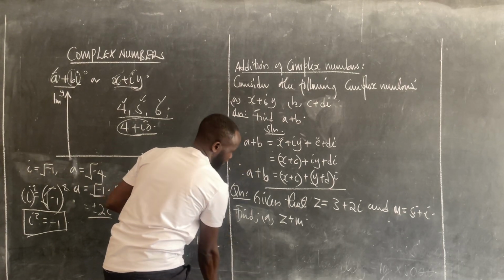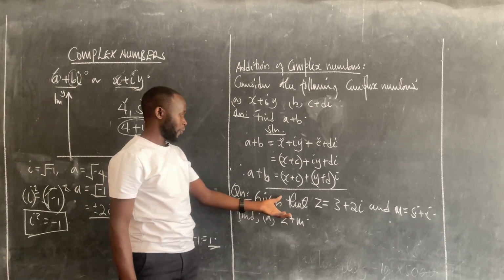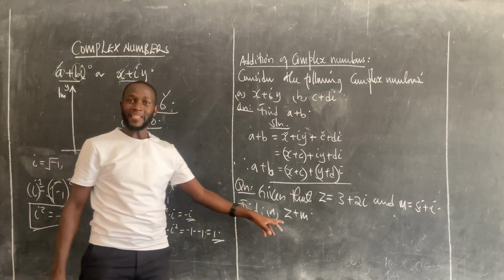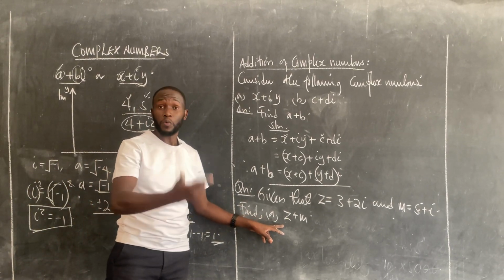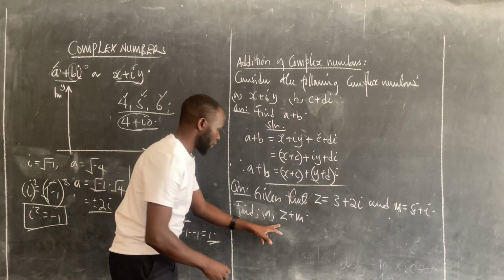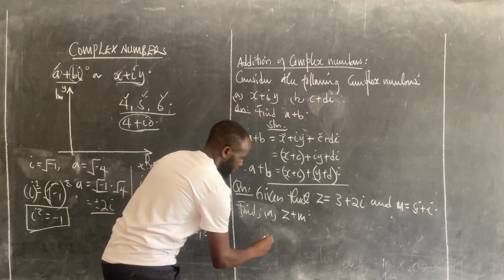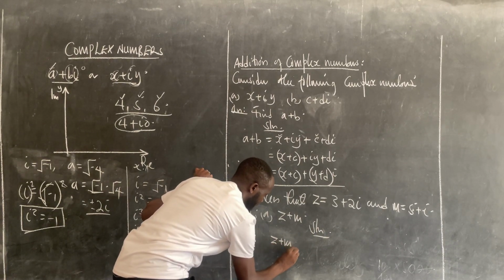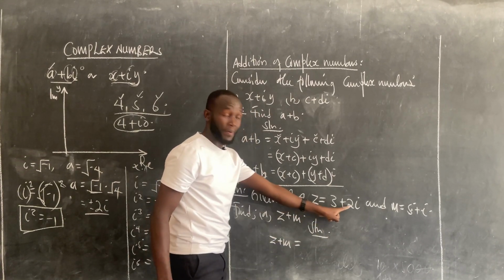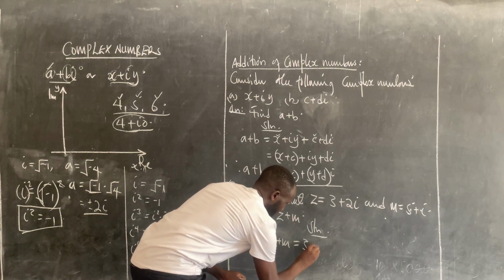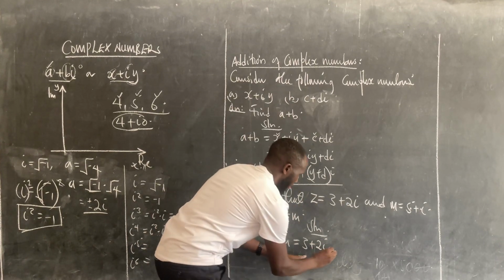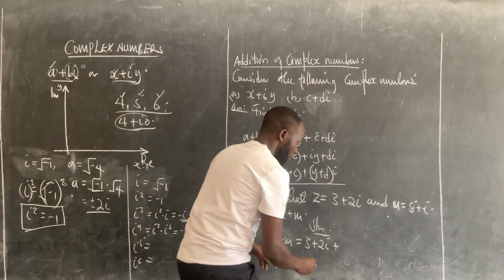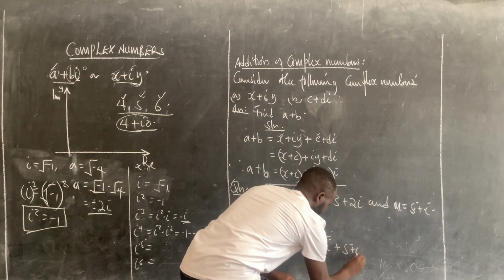Let's just have z plus m. If you're adding this, kindly help me do this. Okay, let me do this. So when you have z plus m, we shall have in the solution, z plus m shall be the same as, the value of z is 3 plus 2i, then plus m, the value of m is 5 plus i. So we shall have 5 plus i.